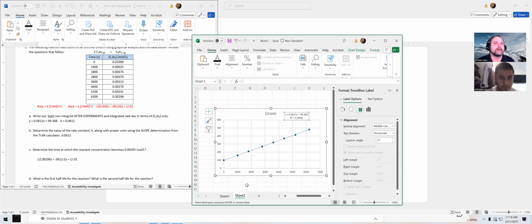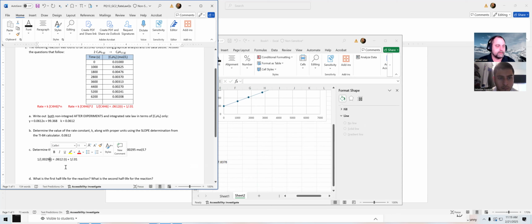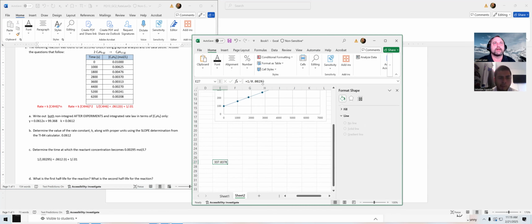So let's see, I'll just do that over here in Excel real quick. So that's 1 divided by 0.00296. Oh, should have been 295. Anyway, let's go ahead and make that 295. 338.9. Okay. And then I'm going to take that number and I'm going to subtract 1 divided by 0.01.